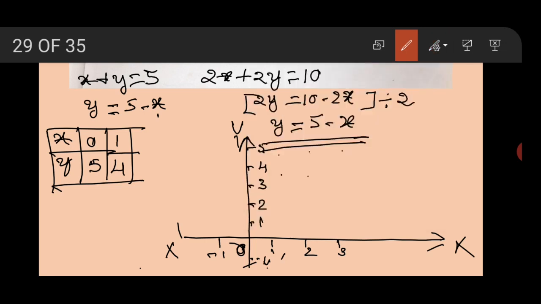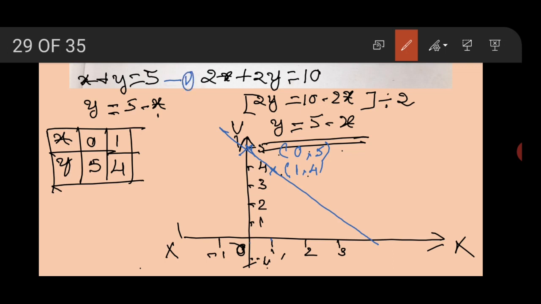Now if the value of x is 0, what is the value of y? y is equal to 5. So this point is (0, 5). Next, if the value of x is 1, what is the value of y? y is equal to 4. Therefore, this is (1, 4). Using the scale, join the two points. This is the graph of the equation x plus y is equal to 5, the first equation.